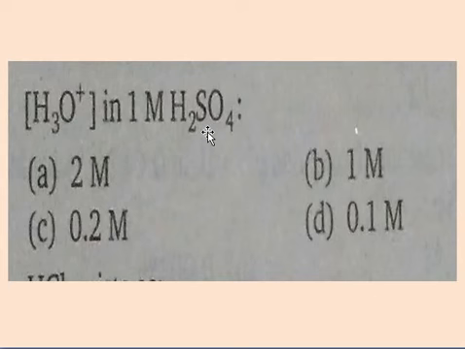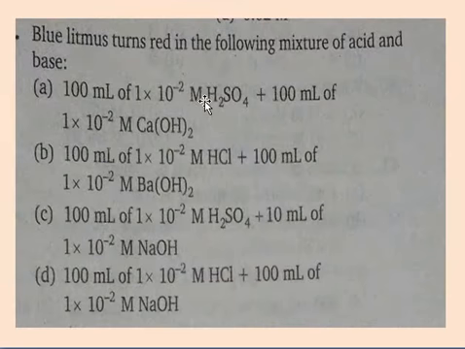If it is a dibasic acid it gives more H plus, while monobasic acids such as HCl and HNO3 give an H3O plus concentration equal to the concentration of the acid. If the number of hydrogen atoms increases, H plus ions increase, and the concentration increases. The next question is: blue litmus turns red in which of the following mixtures of acid and base.